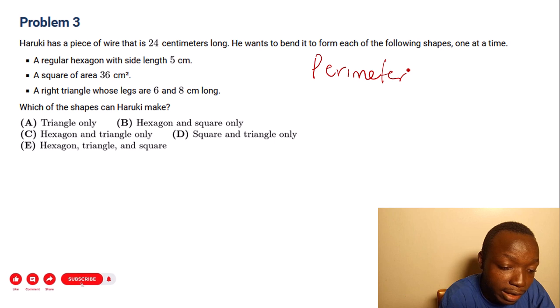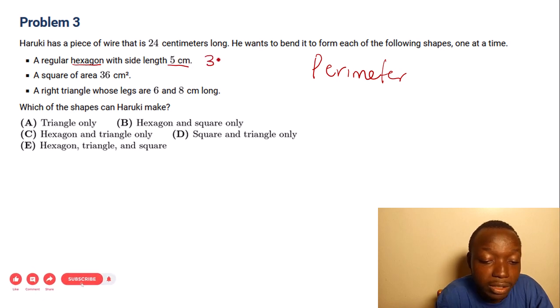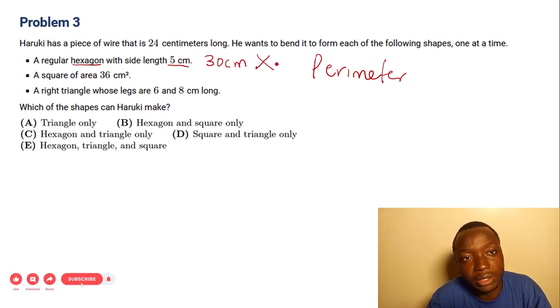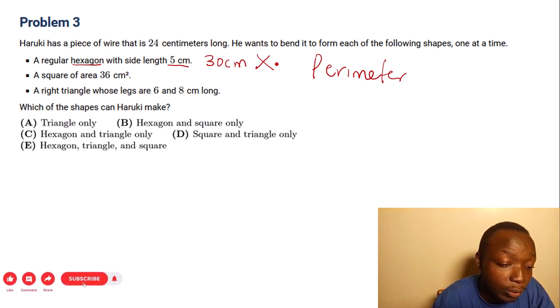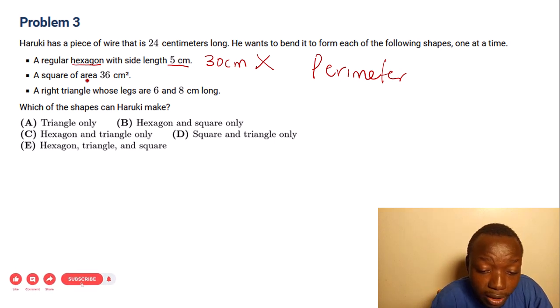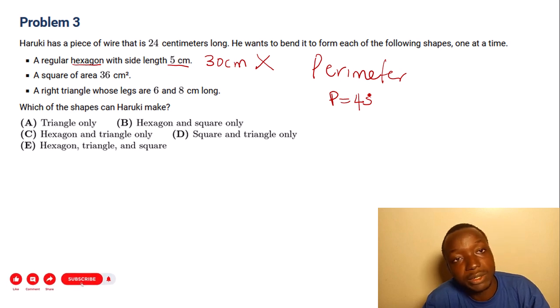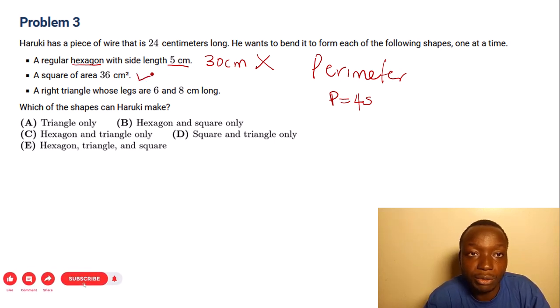So the hexagon has 6 sides, and if each of the sides is 5 cm, this will give us a total of 30 cm. So he cannot produce a hexagon using the length of wire he has. Now we have a square of area 36 cm squared. If the square has an area of 36 cm squared, that means the side length is 6, right? The perimeter of a square is 4 times the side length, so 4 times 6 will give you 24. So he will be able to form this particular square given the length of wire he has.